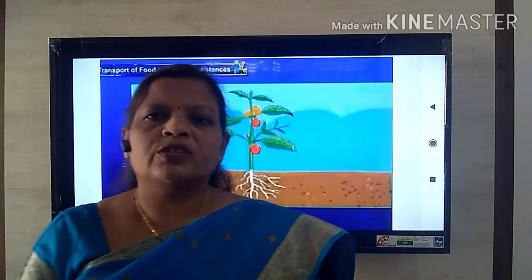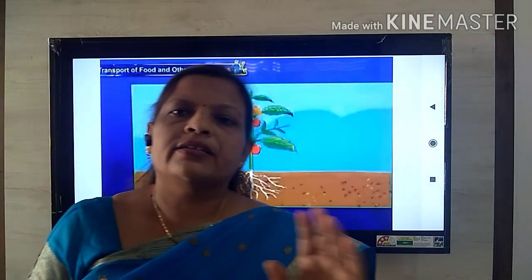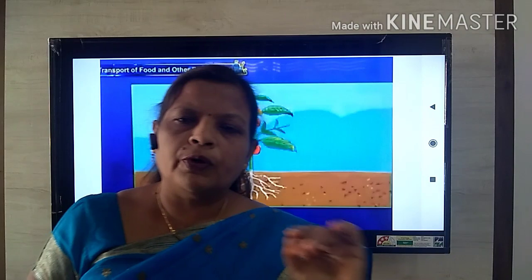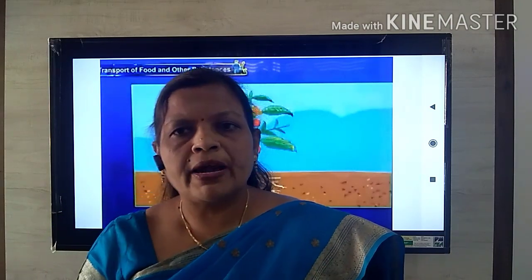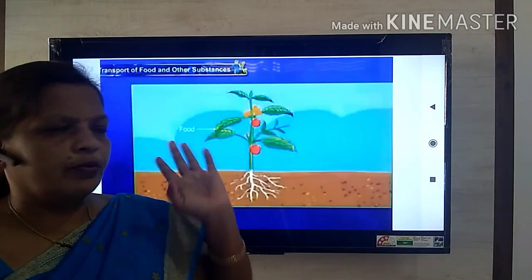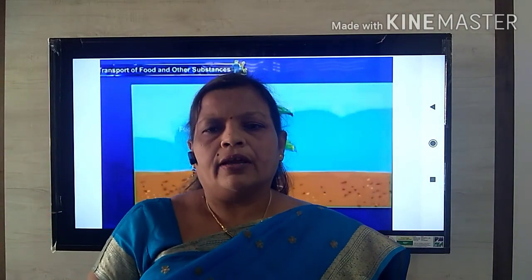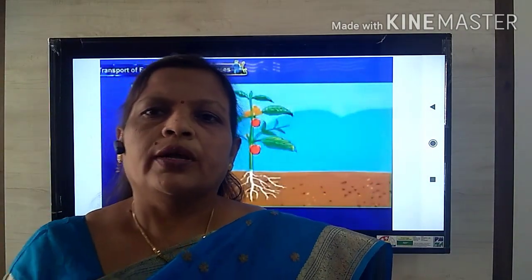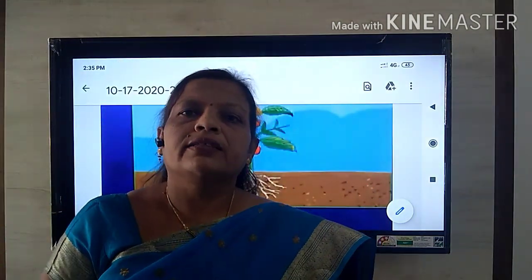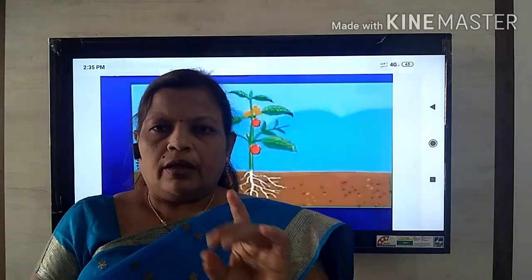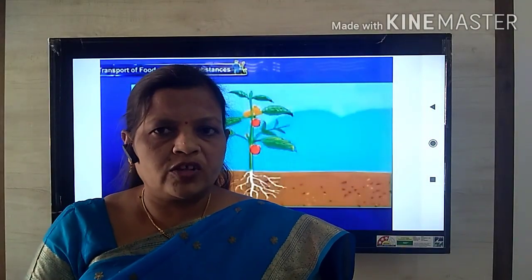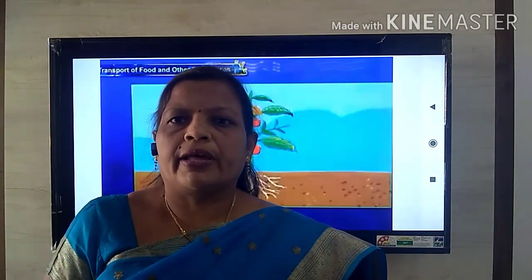All in all these parts, this food material is transported, and this transport of food material from one part of the plant to another takes place in both directions, that is upward as well as downward. We had studied the transport of water and in which direction it takes place. It takes place only in the upward direction.